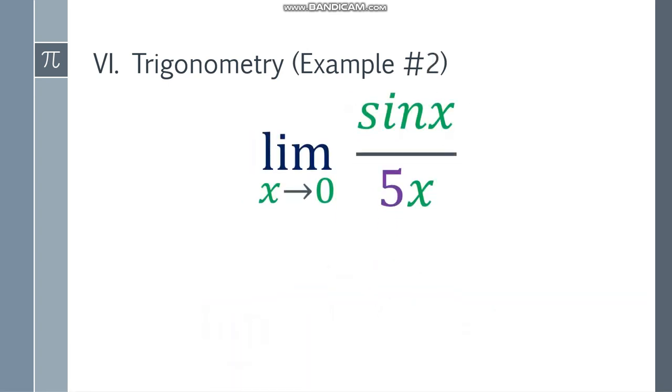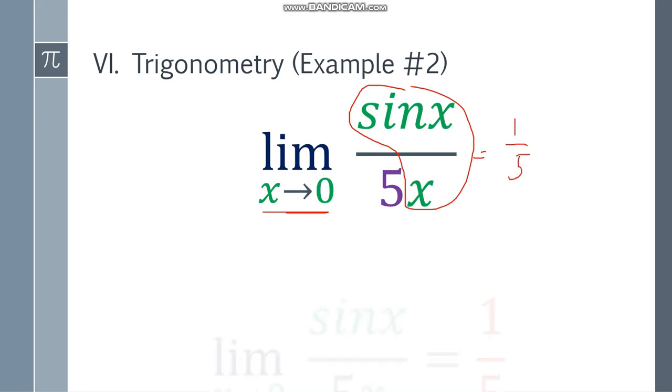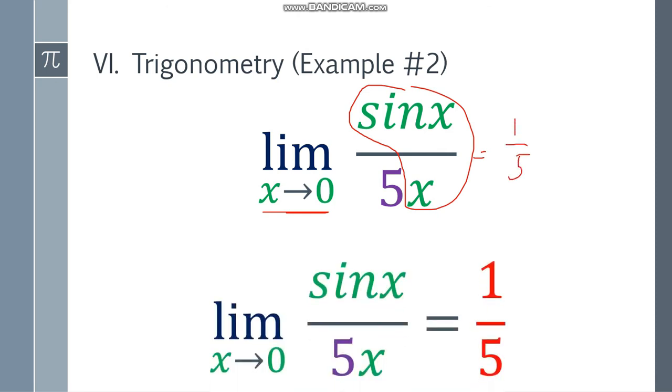What if we have this one? The limit of the function sine x over 5x as x approaches 0. Always remember as x approaches 0, okay? Remember, sine x over x is equal to 1. And we have 5 in the denominator, or you can say 1/5. So the final answer will be 1/5.